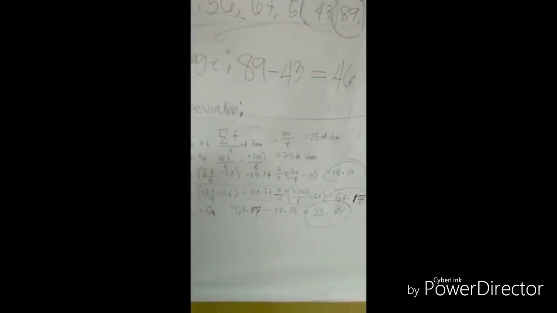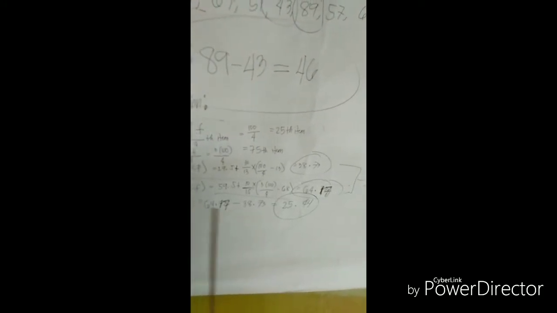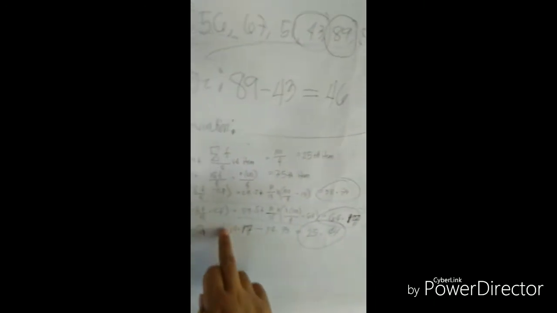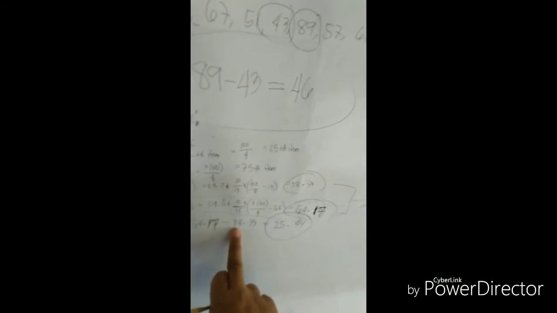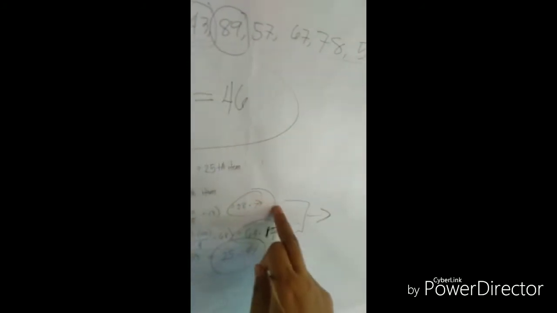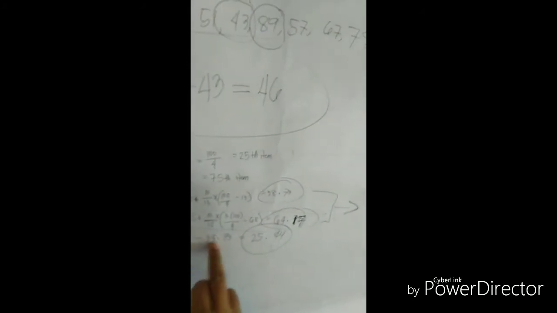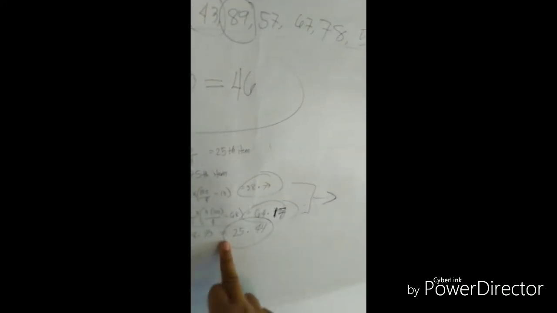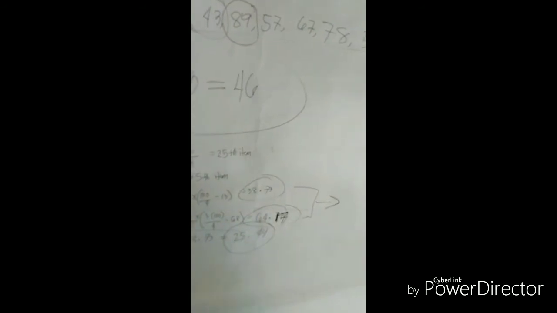Then quartile deviation equals the third quartile minus the first quartile. We take the third quartile, 64.17, and put it here, then minus the first quartile, 38.73. Then 64.17 minus 38.73 equals 25.44.